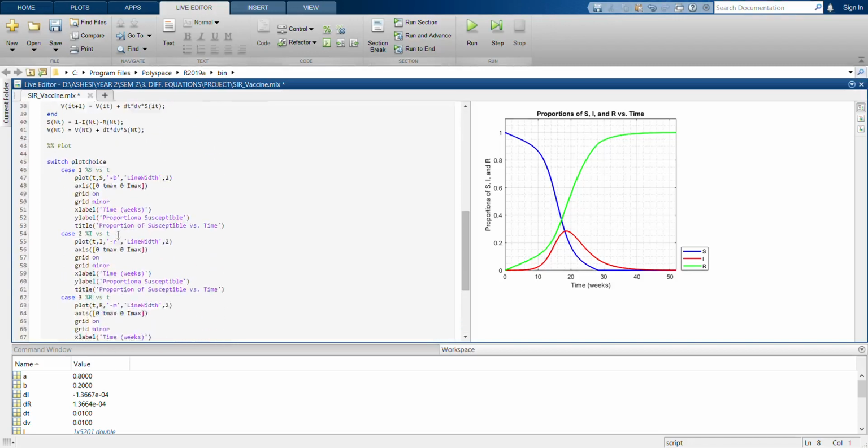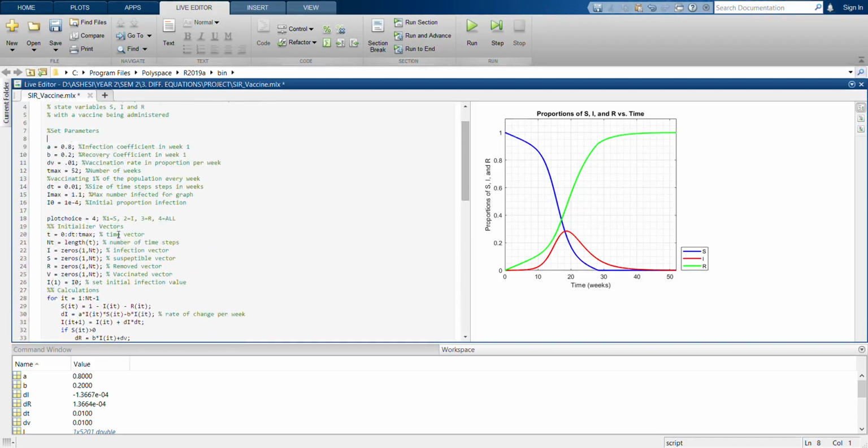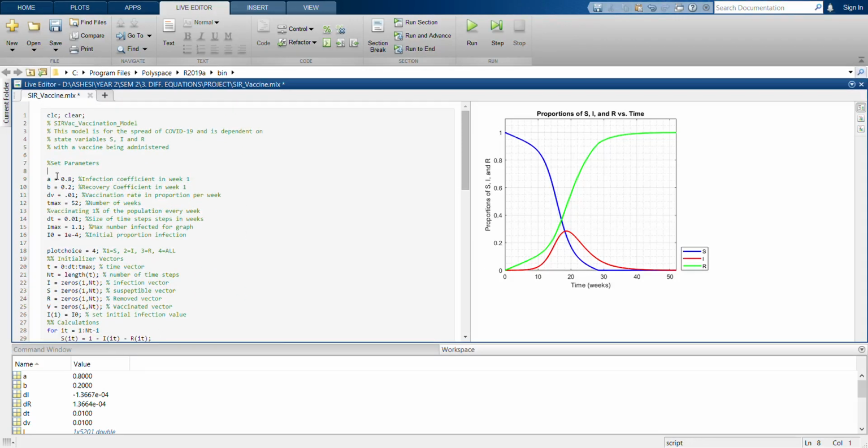Nevertheless, the equations used to generate the code are well explained on our website. Now let's get started by exploring how changing some of the set parameters influences our model. A is the infectious coefficient in a week. B is the recovery coefficient in a week. V is the vaccination rate in proportion per week, and so on and so forth with the other set parameters.